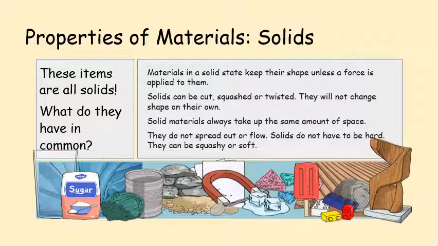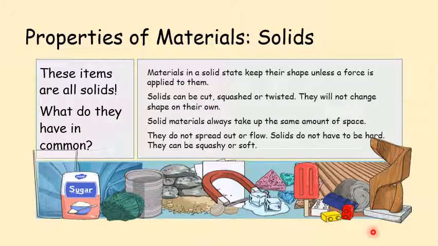So here we have solids. These items are all solids and we can see that we have a tin can, we have some rocks, a magnet, some ice and some Lego. We also have some sand and some sugar. So what do they have in common?